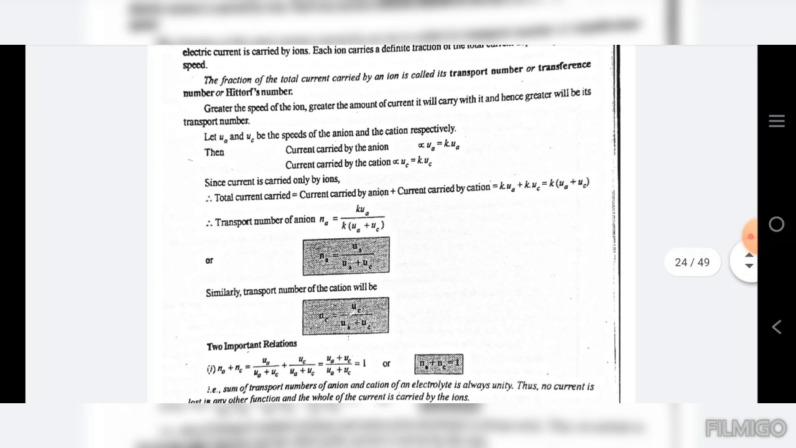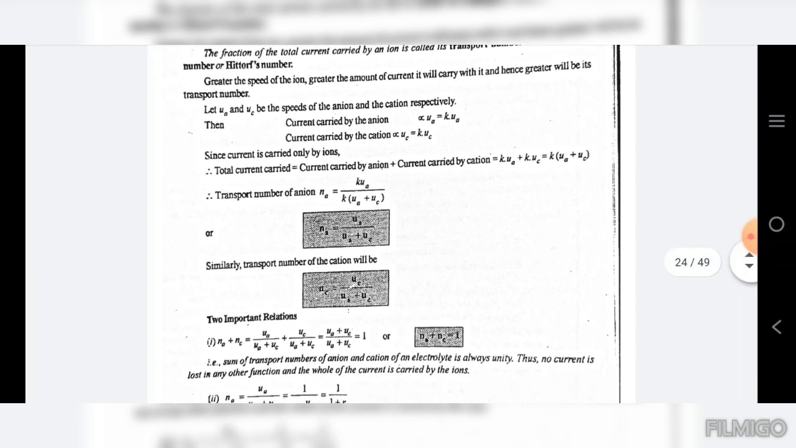Transport number. As seen in Section 6.14, when an electric current is passed, the ions migrate towards the electrodes. Thus, the electric current is carried by ions. Each ion carries a definite fraction of the total current depending upon its speed. The fraction of the total current carried by an ion is called its transport number, or transference number, or Hittorf's number. The greater the speed of the ion, the greater the amount of current it will carry with it, and hence the greater will be its transport number.